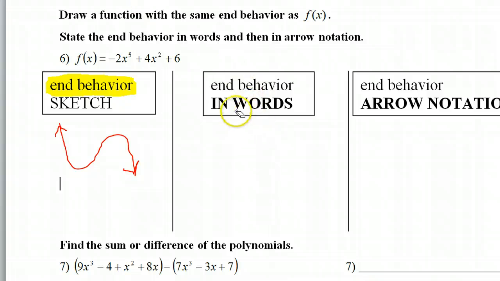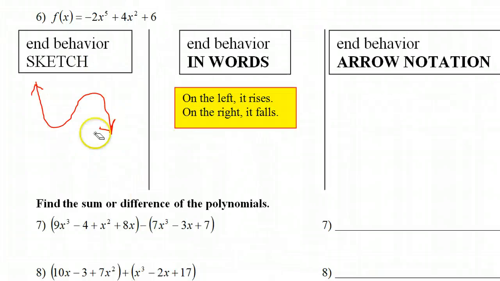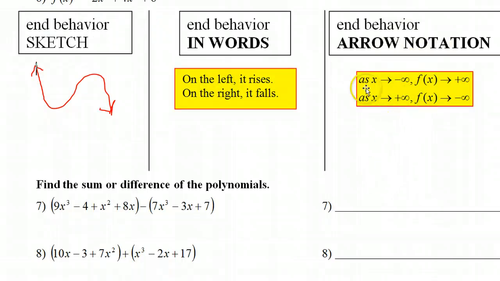So the end behavior in words. With this sketch in mind, it's easy to see the end behavior. On the left it rises, on the right it falls. That would be the end behavior in words. Now how about that arrow notation? Here would be the same thing in arrow notation. On the left it rises, on the right it falls. So as x approaches negative infinity, f of x approaches positive infinity. That means left, this means rises.